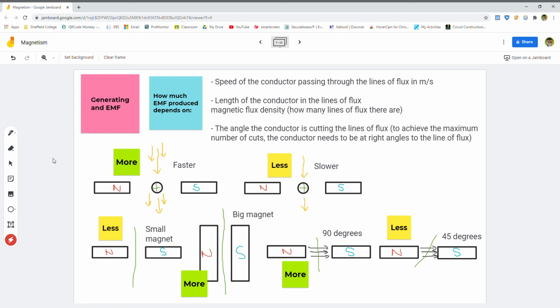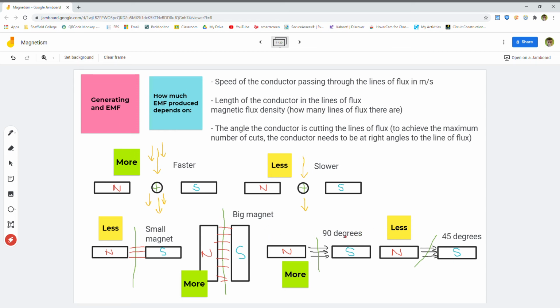So on these two diagrams here, I'll just draw on, we've got our lines of flux going north to south. Obviously on this assembly here, we can see that there's not many lines of flux. So we've got this conductor travelling through here, and there's not many lines of flux, so we're not going to generate much. But here, we've got larger magnets, so the same length of cable is getting more voltage induced into that conductor. So you can either increase the size of the magnets or increase the amount of conductor within that magnetic field. So we're not going to get much there, but we are going to get more there.